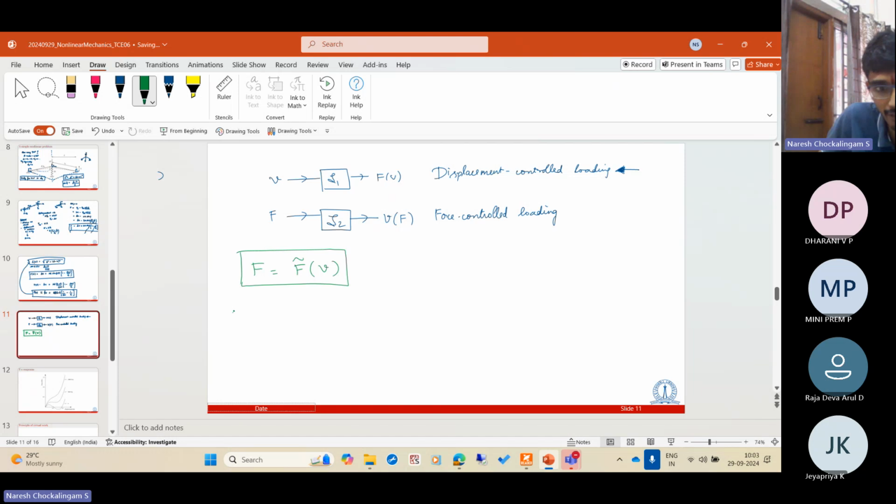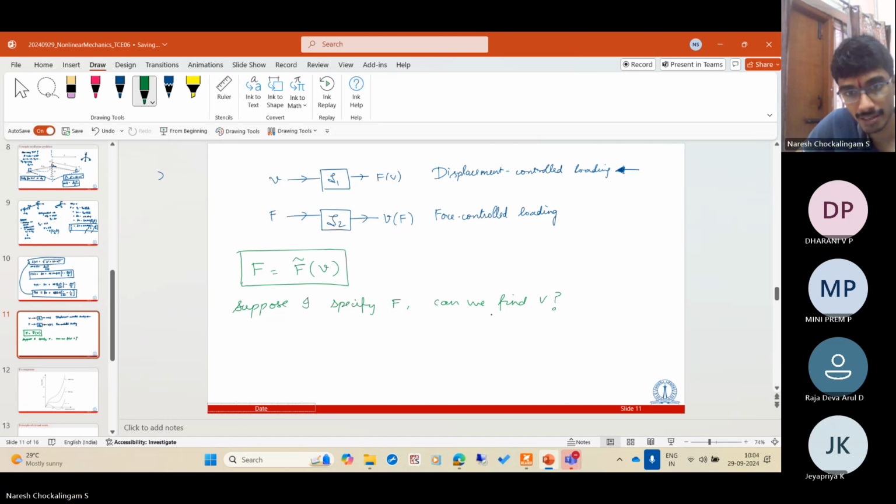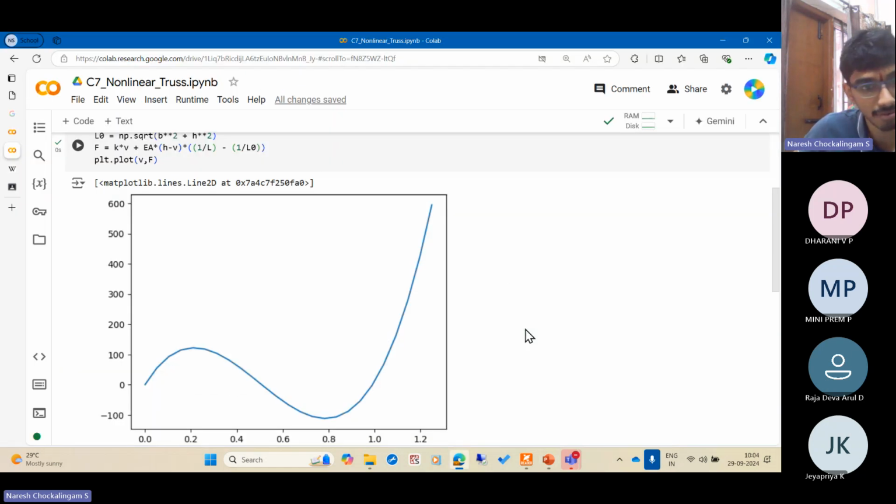Now, suppose I specify f. Can we find v? Okay, so this is a question. Before even answering, does such a v exist? So sometimes you may not have a solution, or sometimes you may have multiple solutions.